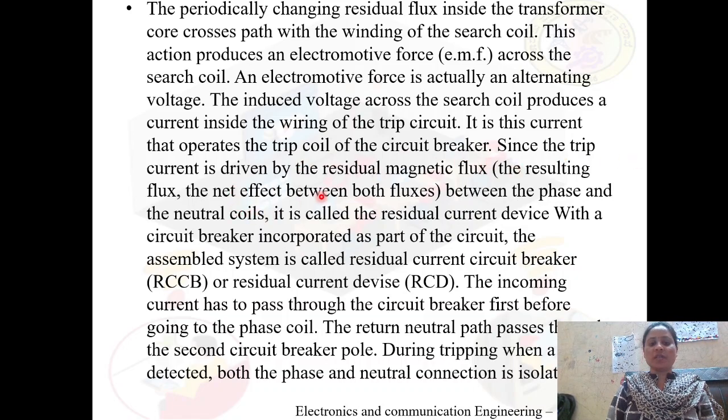Since the trip current is driven by the residual magnetic flux, that is the net effect between the fluxes of the phase and the neutral coil, we call it a residual current device, with the circuit breaker incorporated as part of the circuit. This assembled system is known as an RCCB, or residual current circuit breaker. The incoming current has to pass through the circuit breaker first before going to the phase lines.